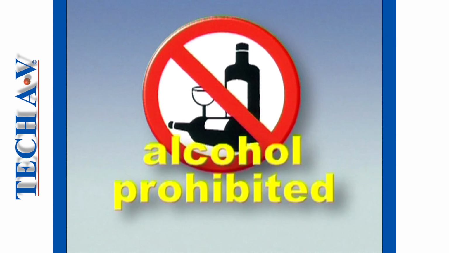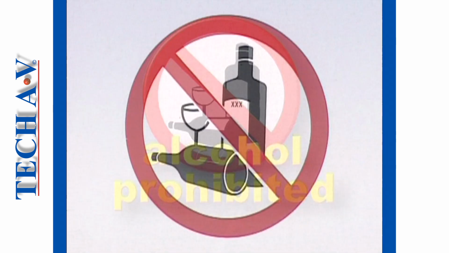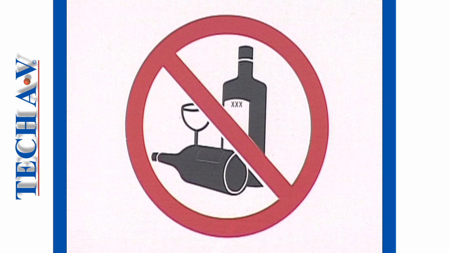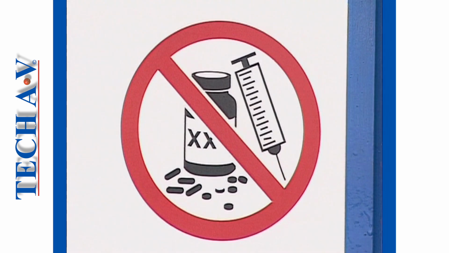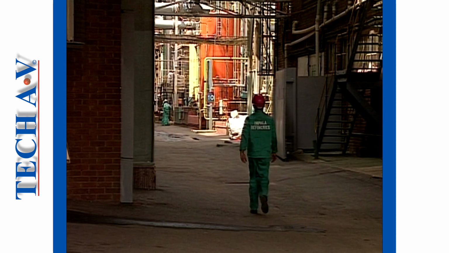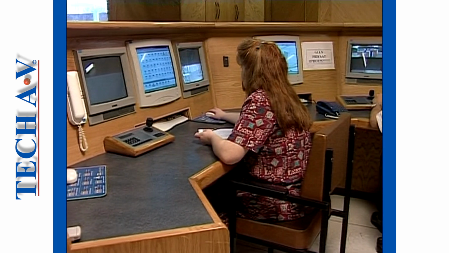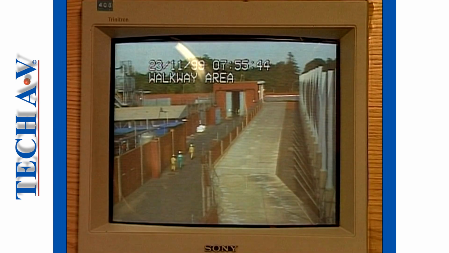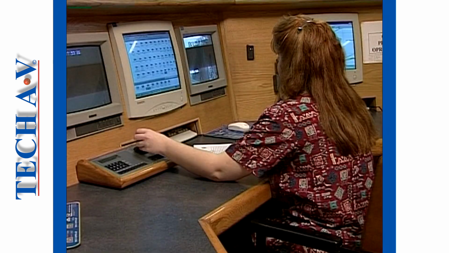The alcohol prohibited sign. This sign indicates that you are not allowed to be in the possession or under the influence of alcohol, while this sign indicates that drugs of any kind are prohibited. Also remember that any employee who is or appears to be under the influence of intoxicating liquor or drugs will not be allowed to enter or remain at work.